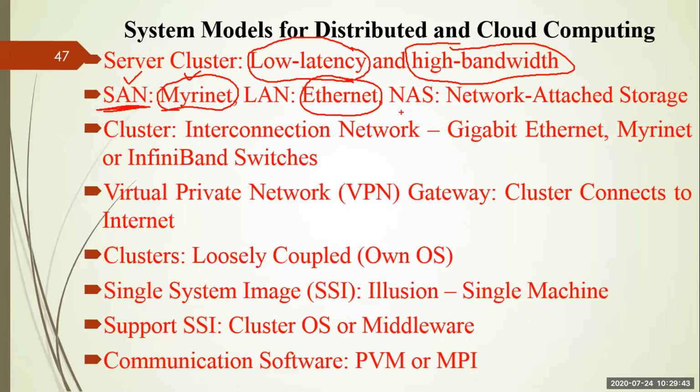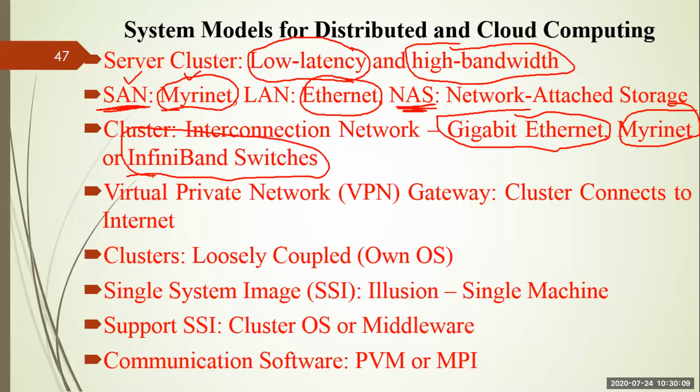You can also go for NAS. NAS stands for Network Attached Storage, used in order to connect a cluster of servers, right? So if you are using a cluster, what kind of interconnection network are we using? We can use Myrinet, right? If you are using SAN, you are using Myrinet. If you are using LAN, the current one is Gigabit Ethernet, so that we will get 1 Gbps speed, or you can also use InfiniBand switches. So these are the interconnection networks. Interconnection network means you are connecting various computers into a single unit. For that, you require an interconnection network.